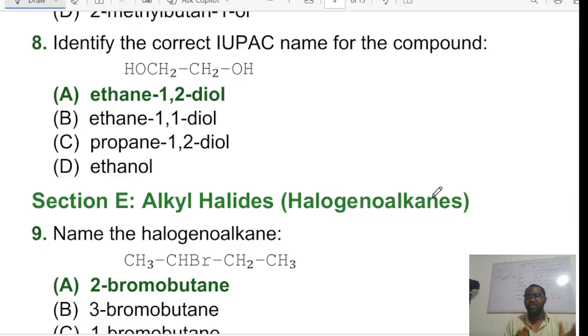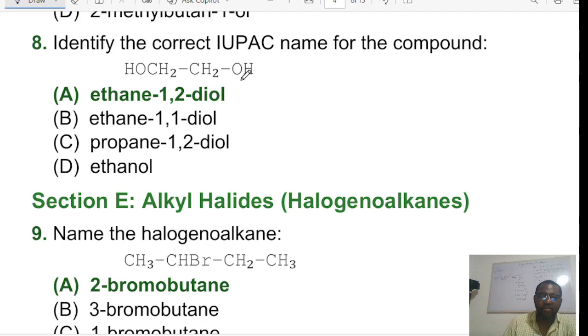Usually questions that come out there ask you how to differentiate them. There's a reagent called Lucas reagent. It's used to differentiate them in the laboratory. I'm going to be doing a video on tests for organic compounds. It's a long way.